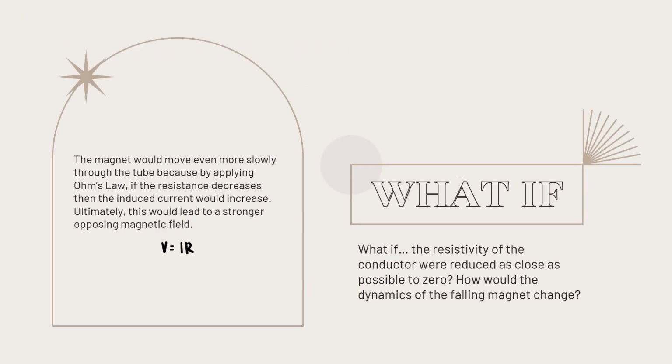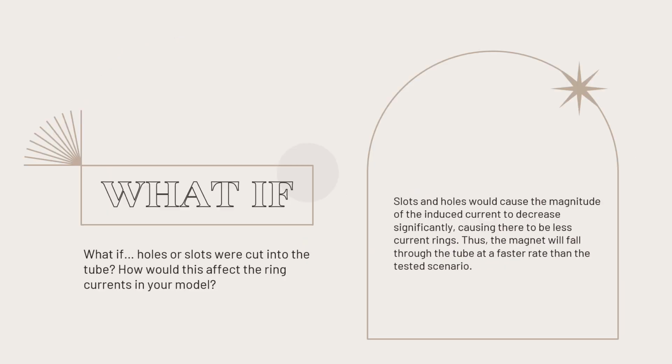So what if the resistivity of the conductor reduced as close as possible to 0? How would the dynamics of the falling magnet change? The magnet would move even more slowly through the tube because of applying Ohm's law. Basically, the resistance decreases, which would then increase the induced current, and ultimately it would lead to a stronger opposing magnetic field. And then what if holes and slots were cut into the tube? How would this affect the ring currents in our model? Slots and holes would cause the magnitude of the induced current to decrease significantly, causing there to be less current rings. Thus, the magnet would fall through the tube at a faster rate than in the tested scenario.